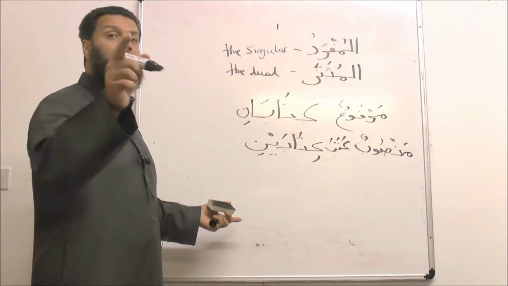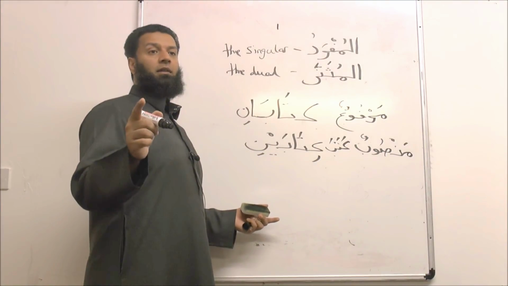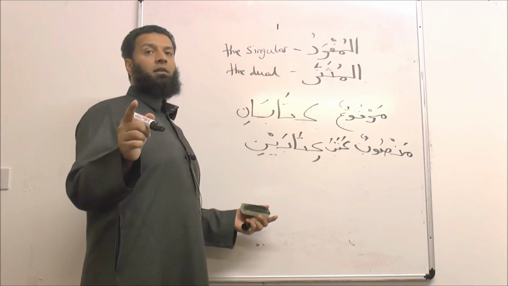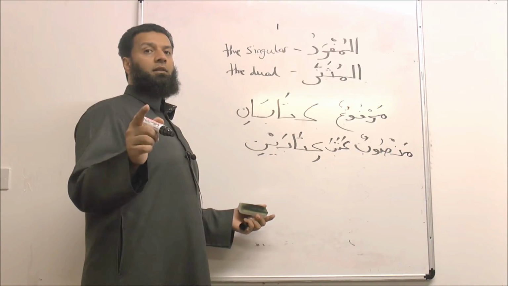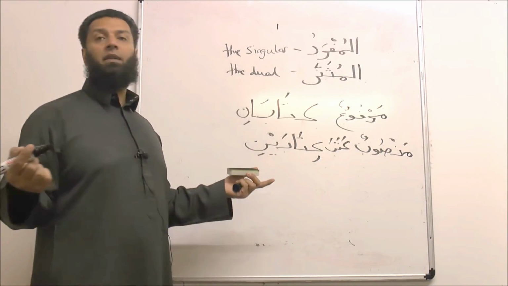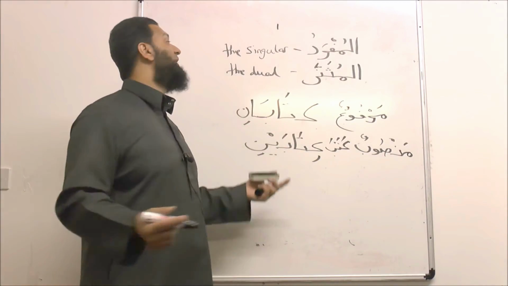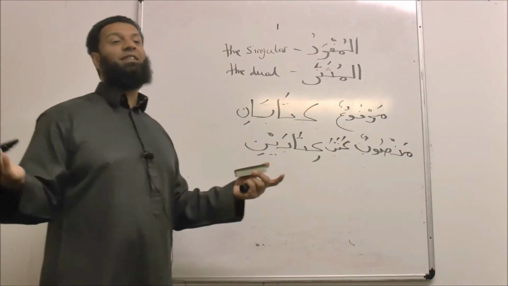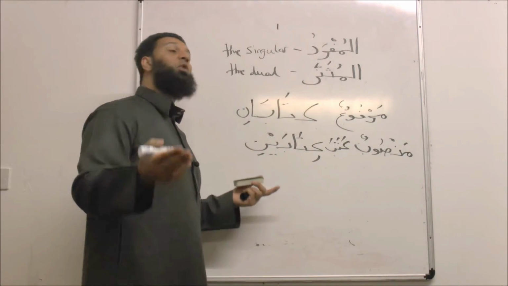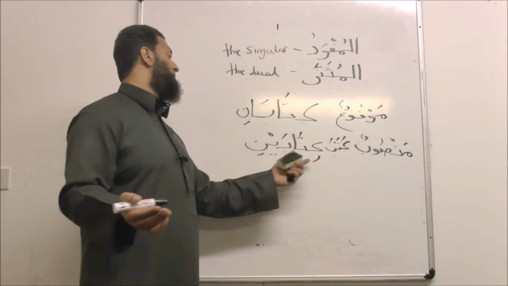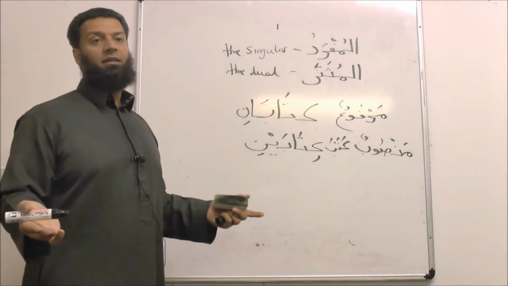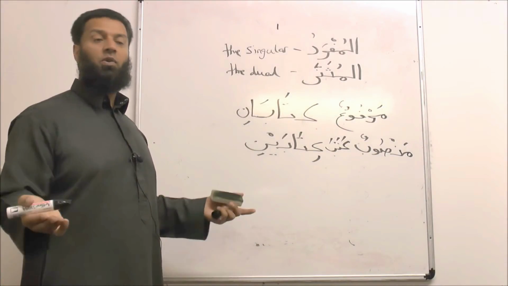Kataba kitabaini. What does kitabaini mean? No, don't say books. We're doing al-muthanna. Don't say books. Two books. Kataba kitabaini. He wrote two books.